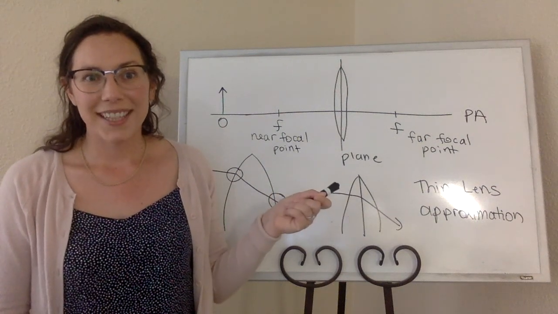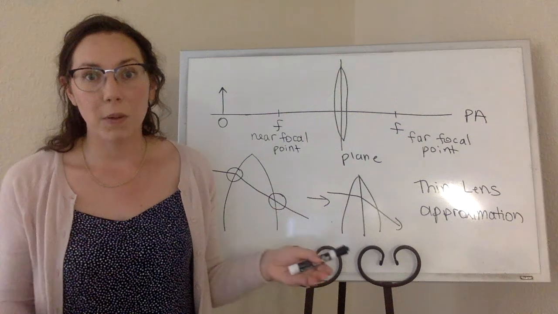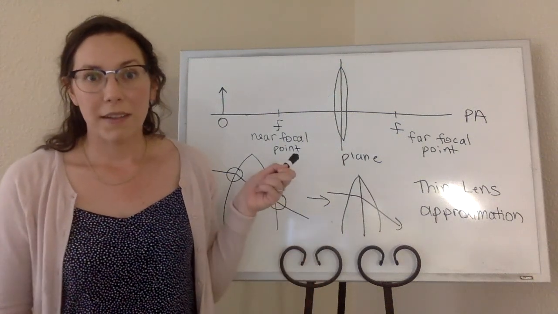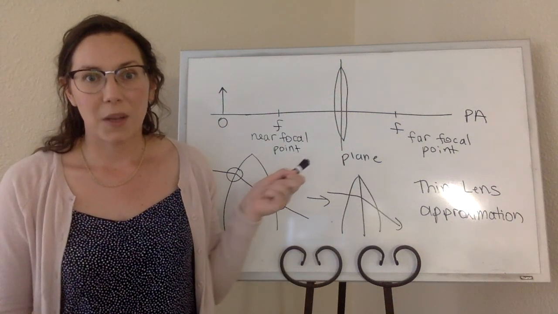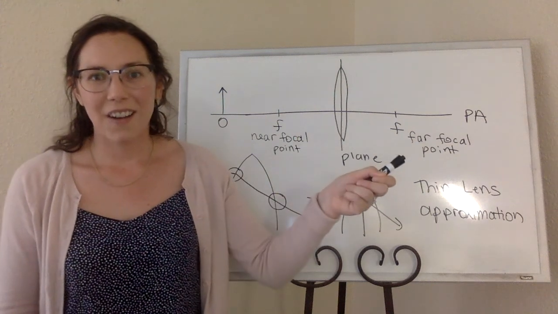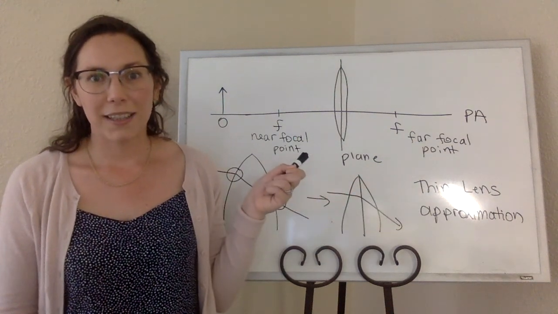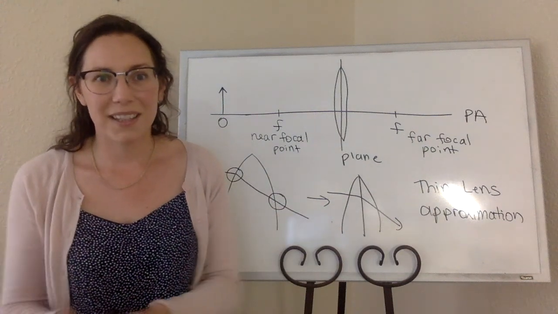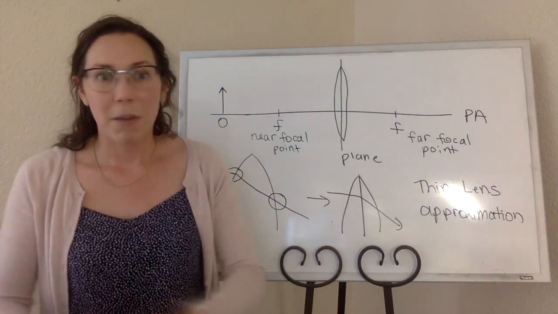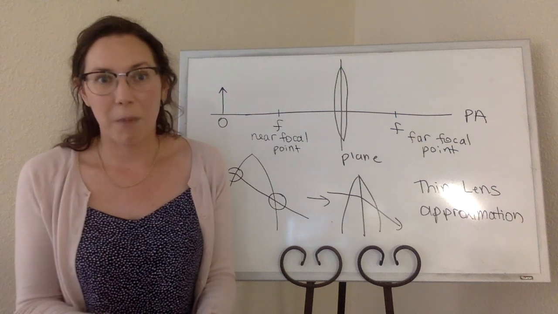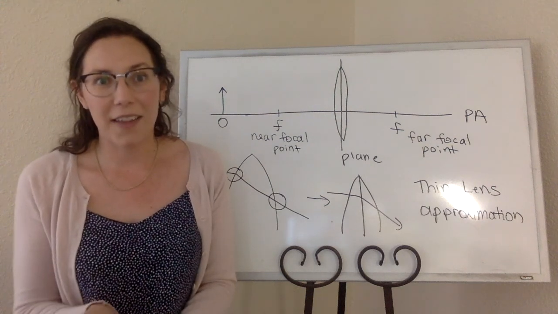Now for lenses, there will be a focal point on both sides of the lens. The one on the same side as the object is called the near focal point, and then on the opposite side is the far focal point. I'm just going to label these both F because they're the same distance from the lens, but if you wanted, you could call them F and F prime or something like that.